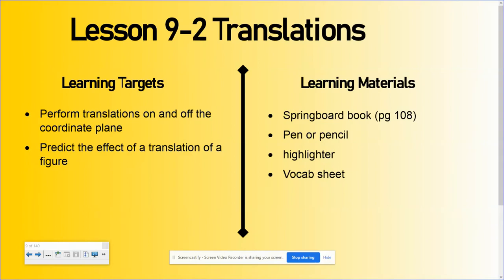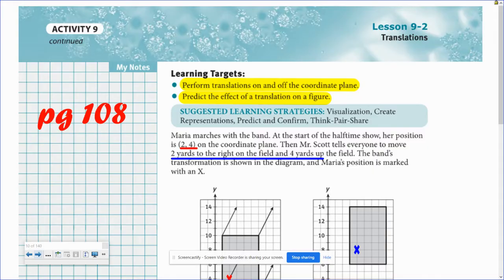Today we're going to be talking about lesson 9-2, which is about translations. So we're going to perform translations on and off the coordinate plane and then talk about some predictions. So open up to page 108 and we're going to go ahead and get started here.